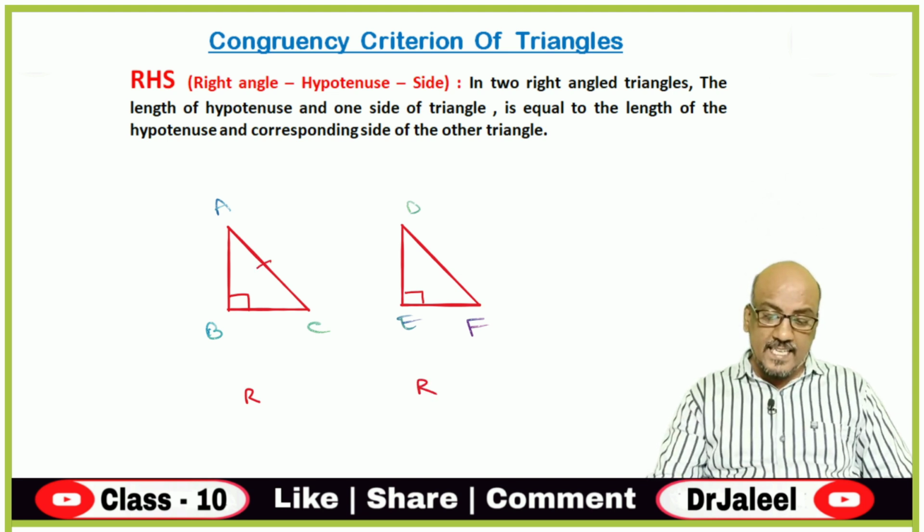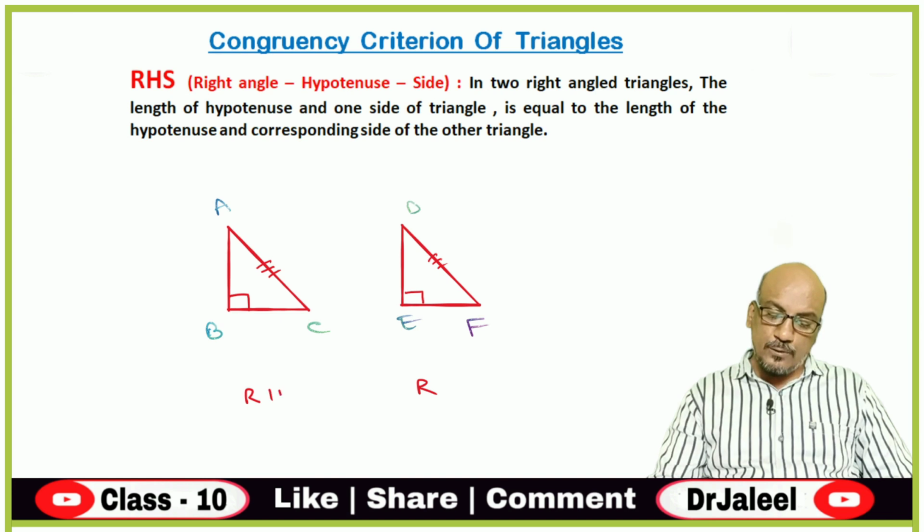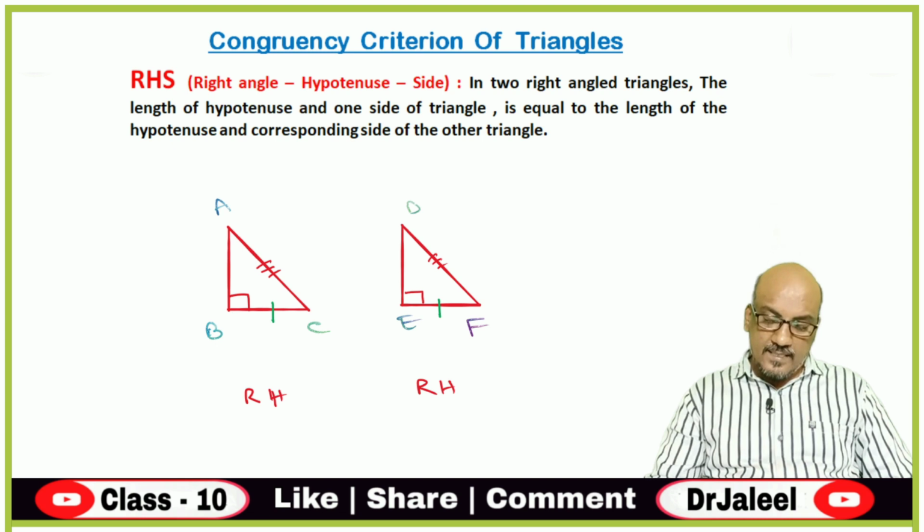And then this AC is the hypotenuse and DF is the hypotenuse. Hypotenuse means the longest side of the triangle. So AC hypotenuse is equal to hypotenuse. Then say, one of the sides, maybe AB or BC, whatever it is, BC is equal to EF. Then side is equal to side. So right angle, hypotenuse, any side among the two.